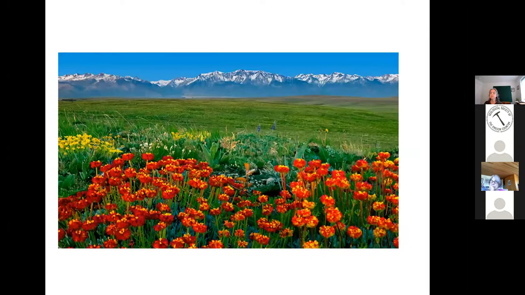This is a picture of Zumwalt Prairie, which is a high lava plateau of Columbia River basalt overlooking the Wallowa Mountains in the background.